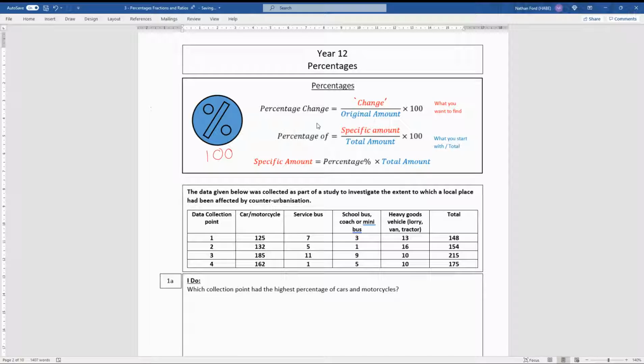Now, we have a different formula, the first one we're going to do down here: percentage of. Usually we get a specific amount and want to find it as a percentage of a total. In the question below, we want the percentage of cars and motorcycles. So that specific amount goes on top of the fraction. We divide by the total, because we want a percentage of the total, and of course we times it by 100.